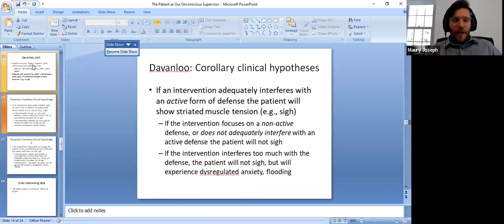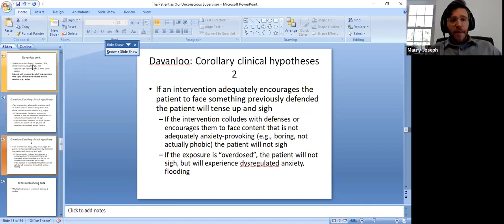And then another corollary hypothesis is if intervention interferes too much with defense, too much with resistance, the patient will not sigh, but will experience dysregulated anxiety, flooding, right? We're not going to talk too much about that today. That's a different lecture. And then this is just sort of another variant of what I just said, so I'm going to skip it in the interest of time.